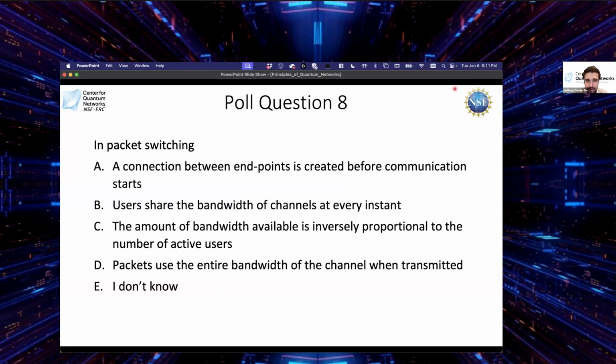Okay, and let's look at the correct answer. The answer is D, which was the most voted answer, that packets use the entire bandwidth of the channel when transmitted.